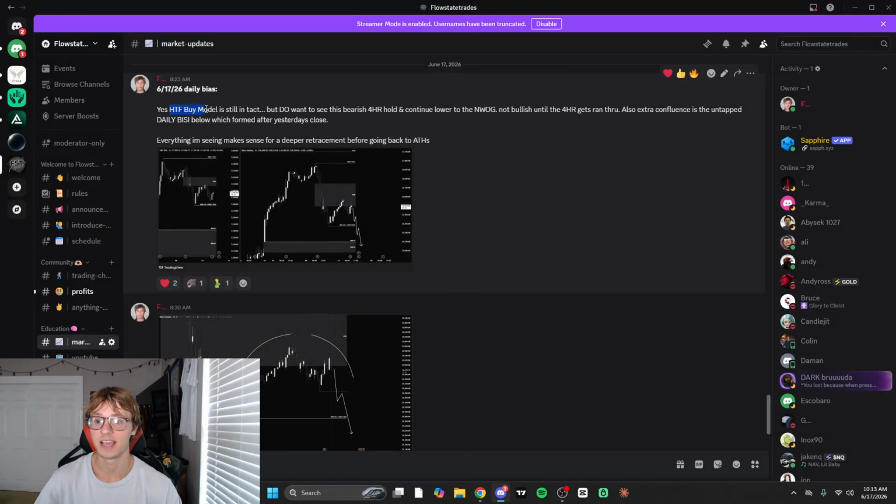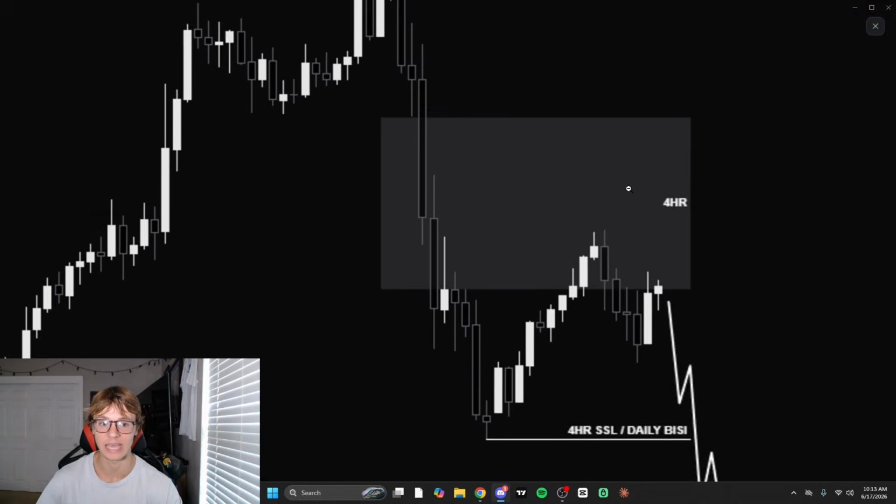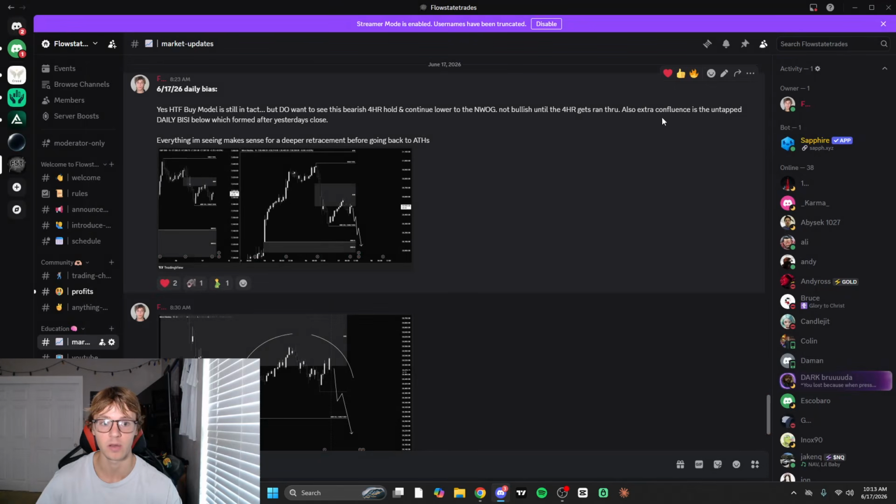What I said is yes, we're within a high time frame buy model, but I do want to see this bearish 4-hour hold and continue lower to the new week opening gap. I can't be bullish right now until this 4-hour gap gets ran through. So until we run through this 4-hour gap, I would not be bullish in this scenario.